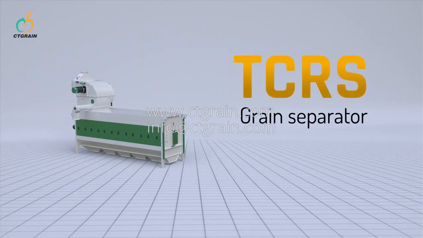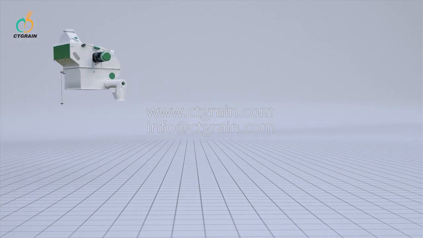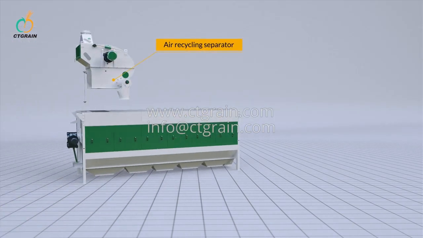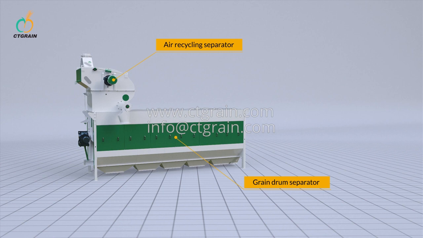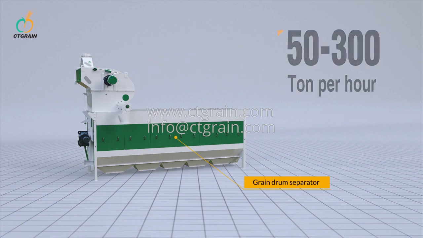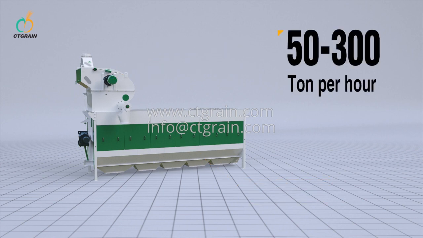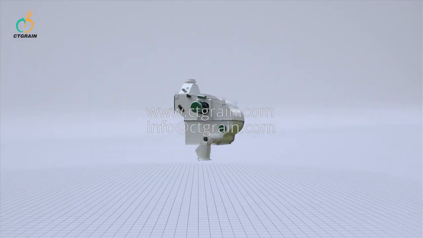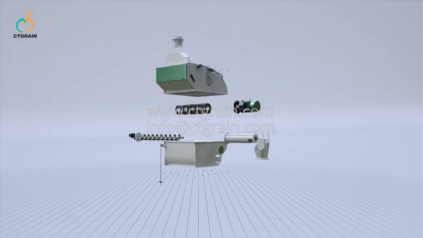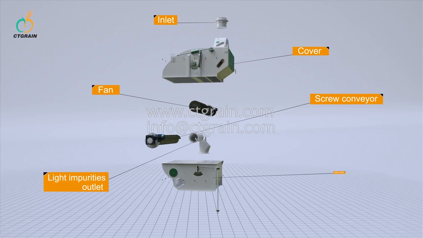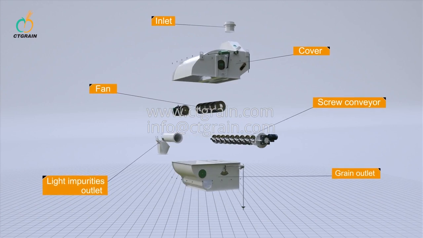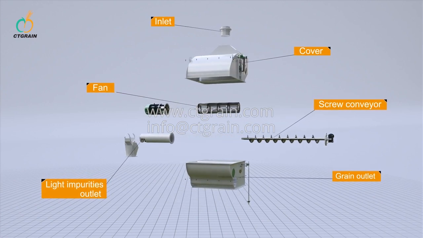Grain separator (TCRS) is a combination of an air recycling separator and a grain drum separator. The capacity is designed as 50 to 300 tons per hour when dealing with wheat. The air recycling separator is constituted by the cover, fan, screw conveyor, inlet, light impurities outlet, and grain outlet.